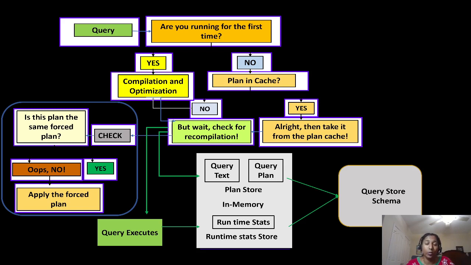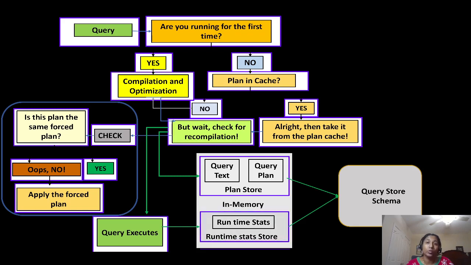Before executing the query, the query text and the query plan information will be captured inside the plan store, which is in memory. It will save that information in memory asynchronously. Then, once the query is executed, the runtime stats information will be stored inside the runtime stat store, which is also in memory. It will store that information asynchronously.